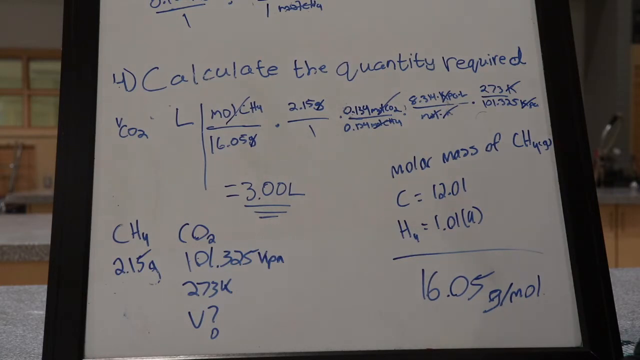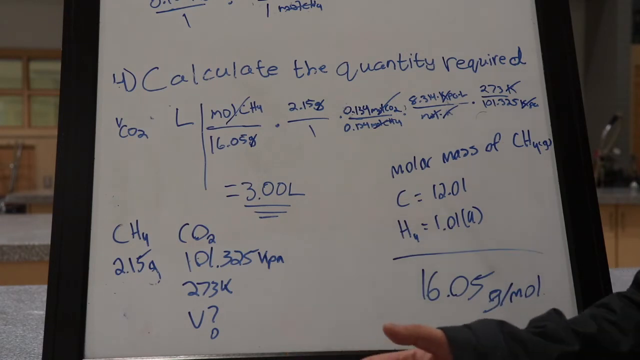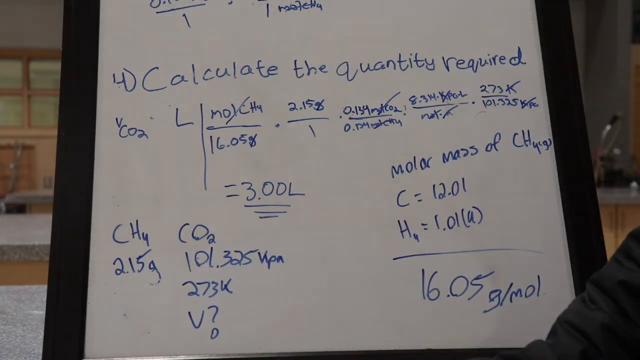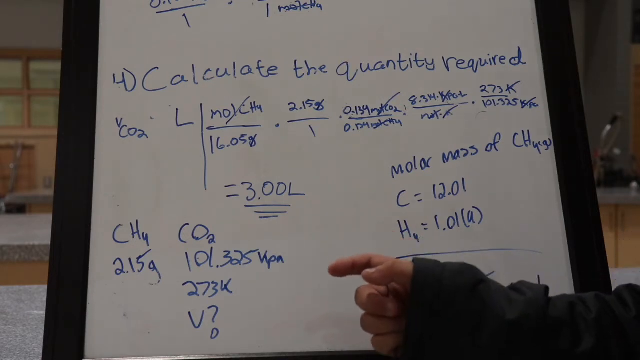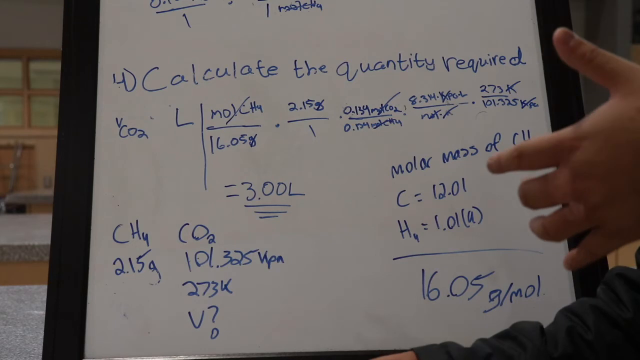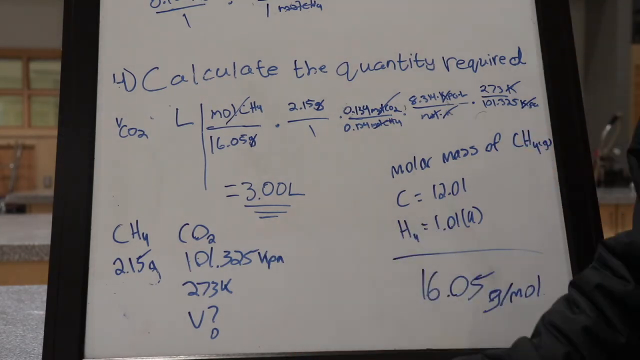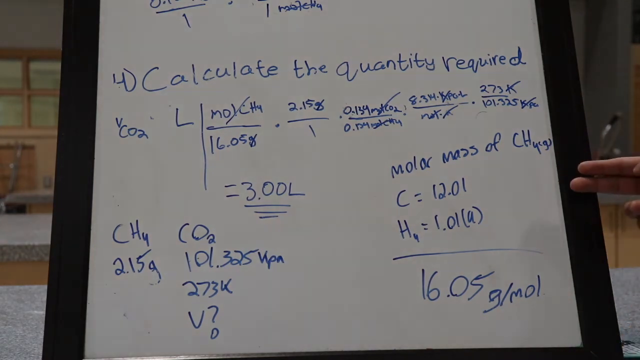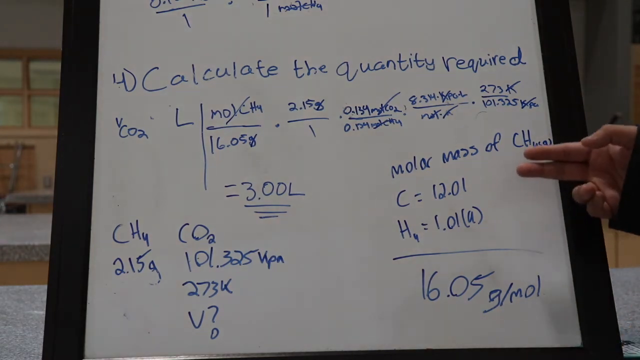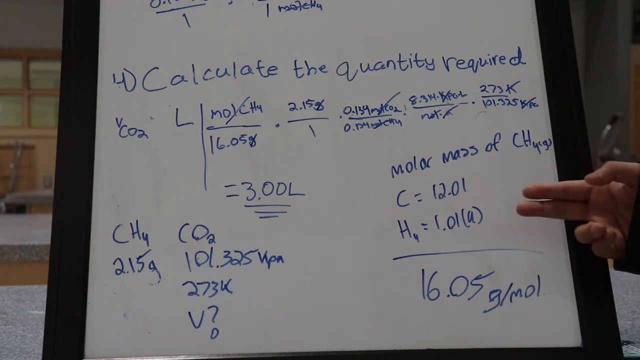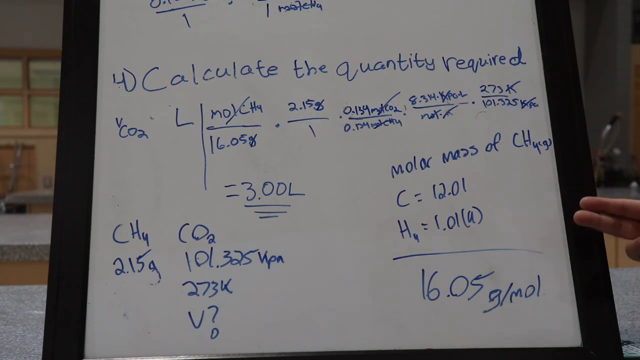A few quick tips before you get into this. Make sure you always write the info you have. In our case, we had 2.15 grams of methane, 101.325 kPa of CO2, and 273 Kelvin of CO2. In other words, this is STP. And what we needed was volume. On the right here, we also have the molar mass of CH4. C equals 12.01 and H4 equals 1.01 times 4, which gives you a total mass of 16.05 grams over moles.